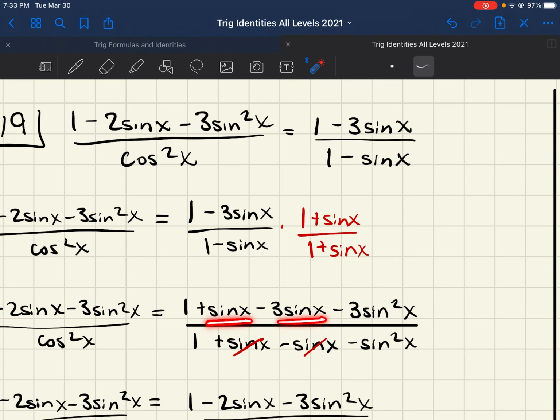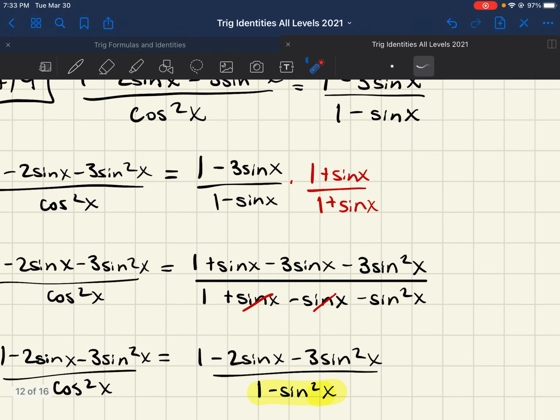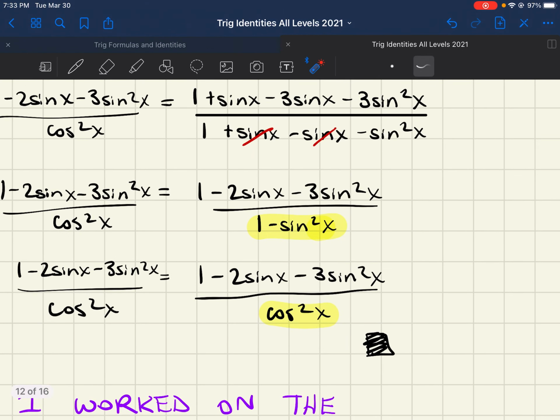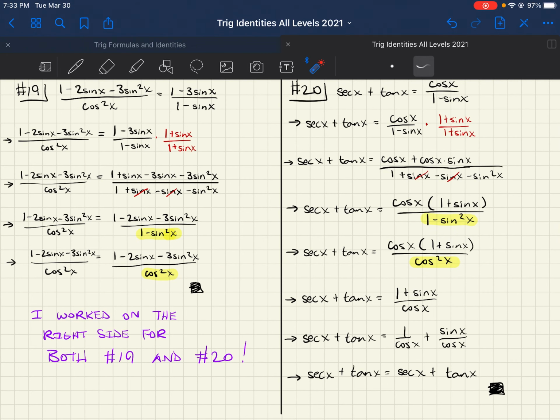Notice sine of x minus 3 sine of x, that's going to be minus 2 sine of x. In the denominator, sine of x minus sine of x cancels. You get 1 minus sine squared. And we know that 1 minus sine squared, that's a Pythagorean identity variant, is going to be cosine squared. And that's exactly what we wanted to prove. Okay.